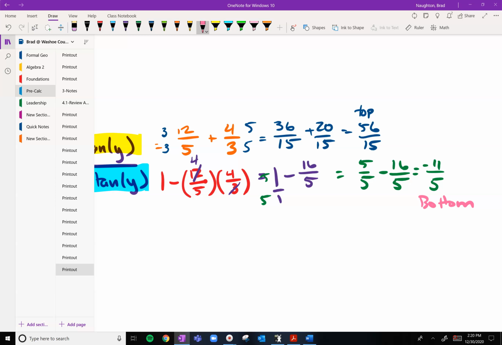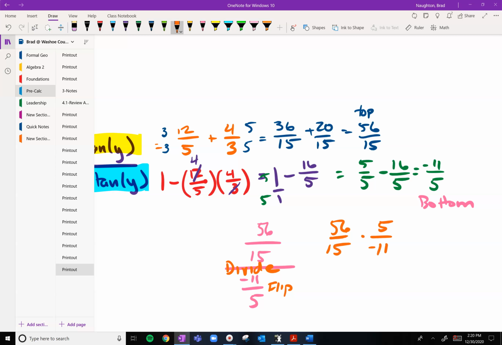So let's rewrite this fraction as it stands. So we have 56 over 15 divided by negative 11 over 5. And as we remembered from the previous video, this just means divide. So we're just going to flip this second fraction. So this becomes 56 over 15 times 5 over negative 11. So we're going to do the same canceling trick because 5 goes into 15 3 times. So this is going to be 56 over a negative 33. And that's going to be our answer.